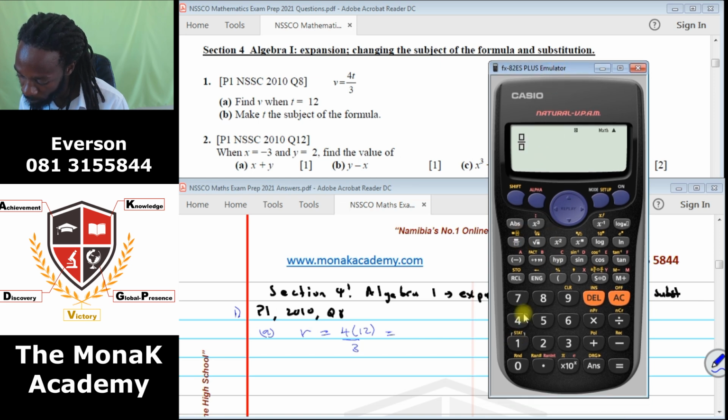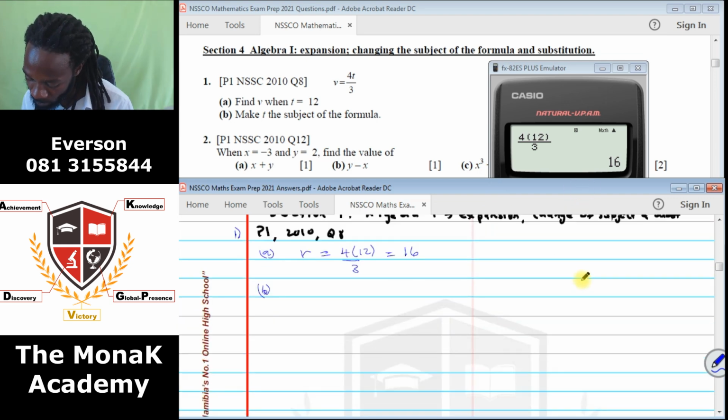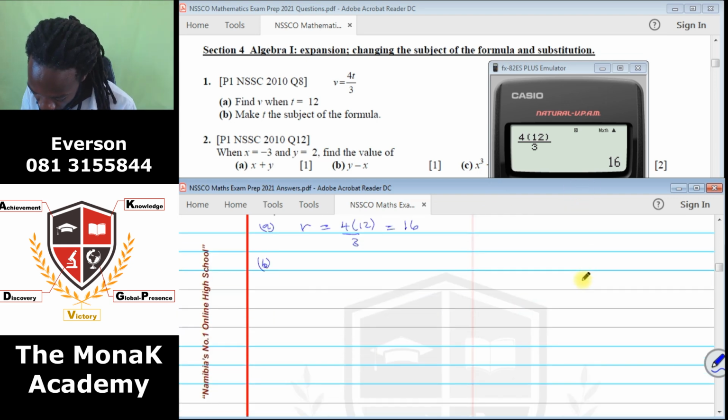Just be sure by making use of Mr. Calc. That's why Mr. Calc is there. So you get your 16 here. And then B, make t the subject of the formula. So change of subject is very easy.